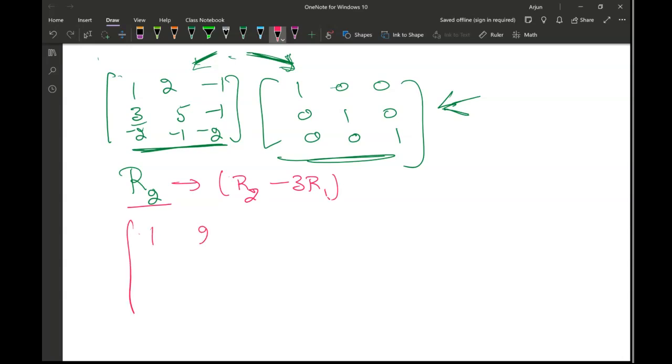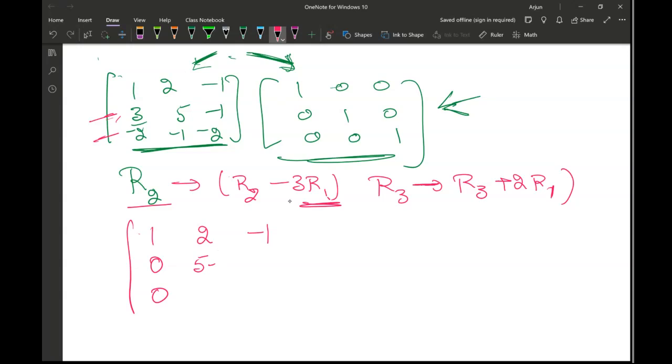So that's 1, 2, minus 1. The first row will remain the same. This will become 0. And along with that, I will also apply on R3, R3 plus 2R1. Always use R1 to convert this 0 and this 0. Okay, so 0 0 here.